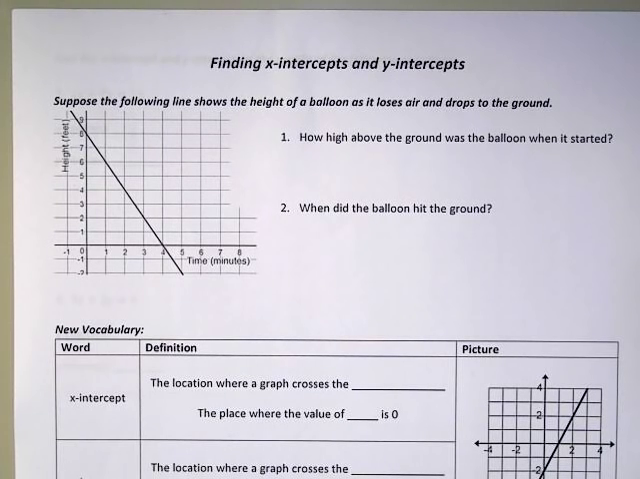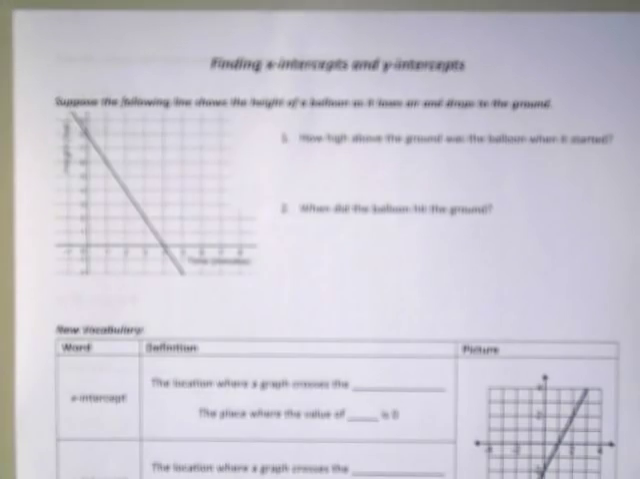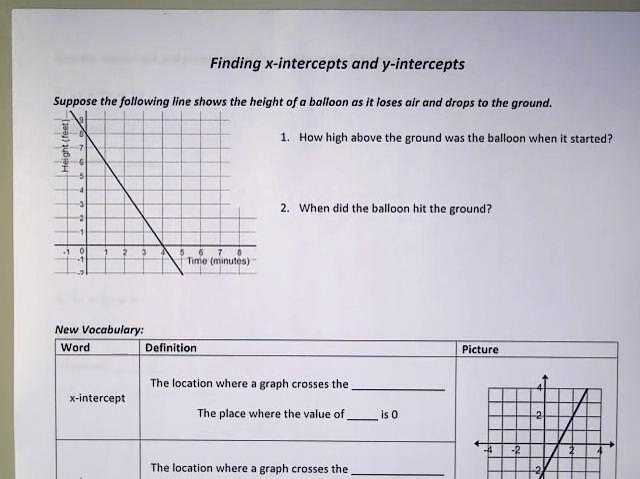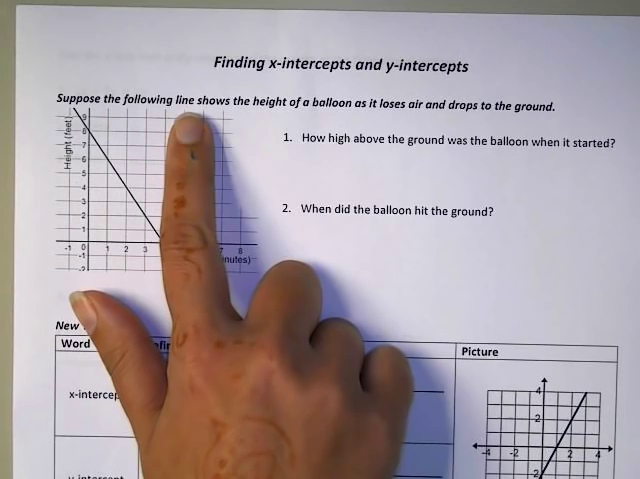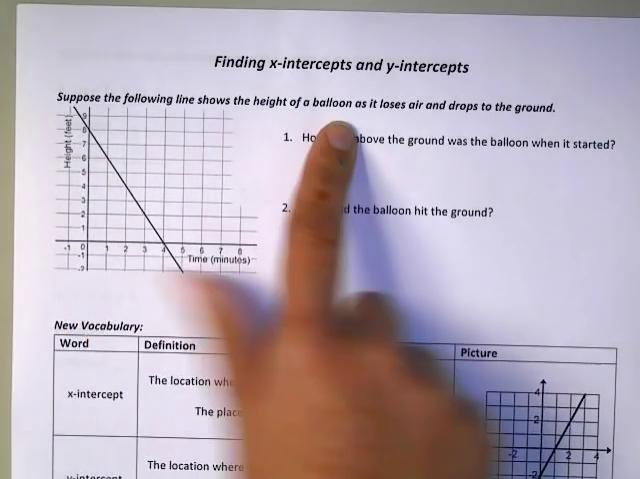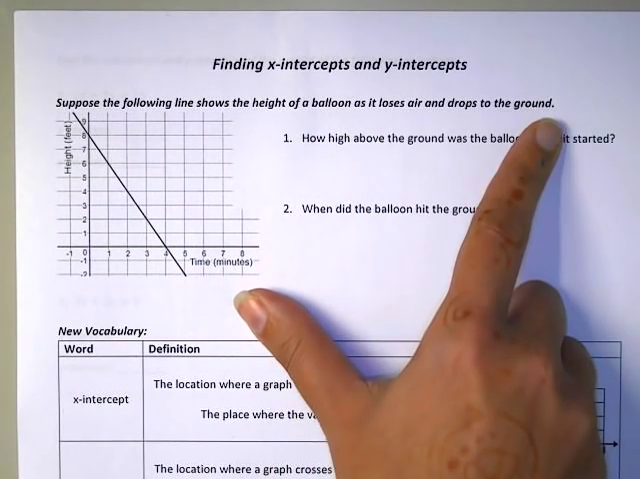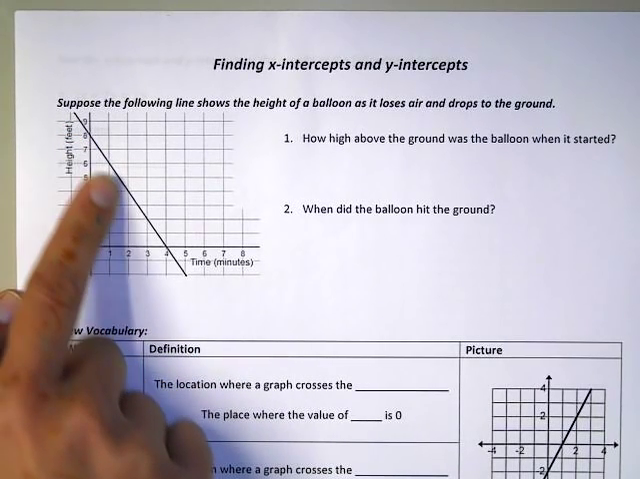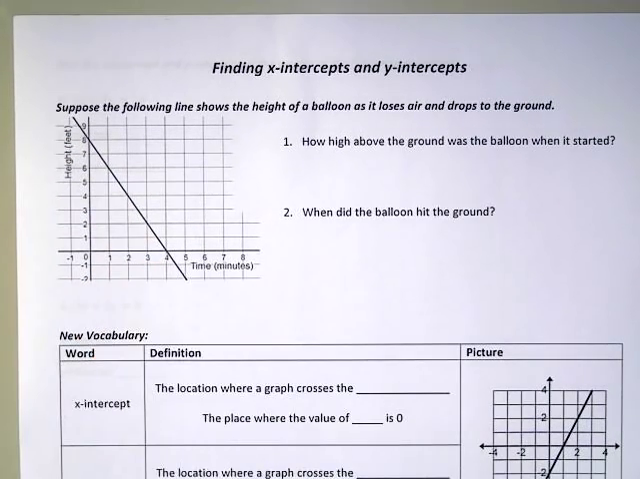Hi everybody! So in today's video we're going to be talking about different features that we can look for on a graph. For example, suppose that the following line shows the height of a balloon as it loses air and drops to the ground. So if we look at this, the balloon starts kind of up here and starts to slowly drop to the ground over a certain amount of time.